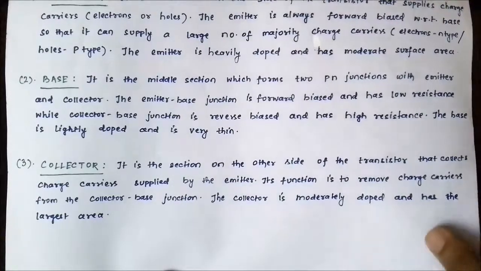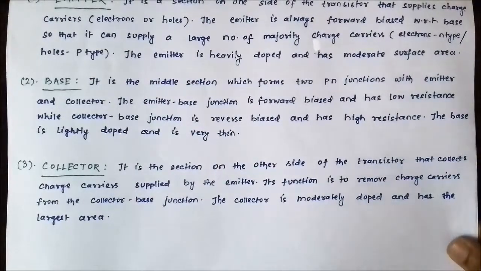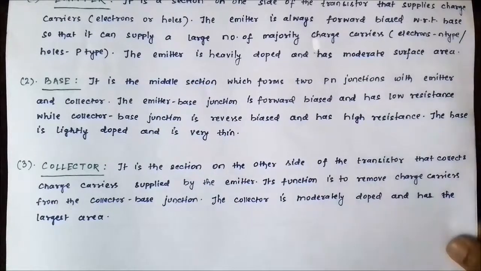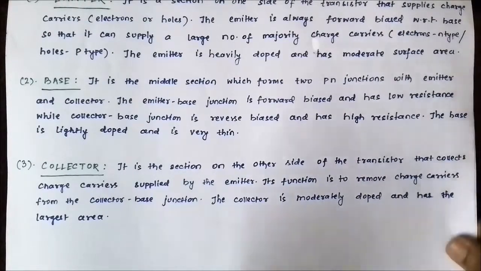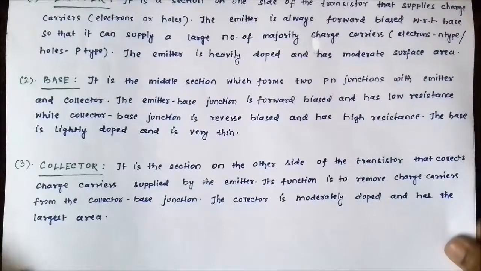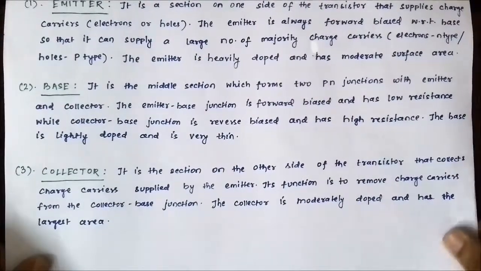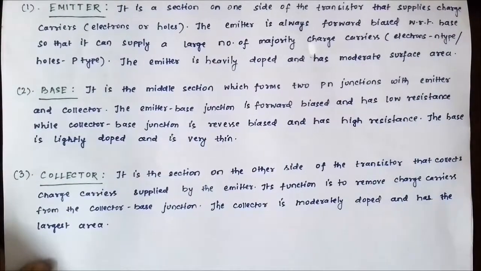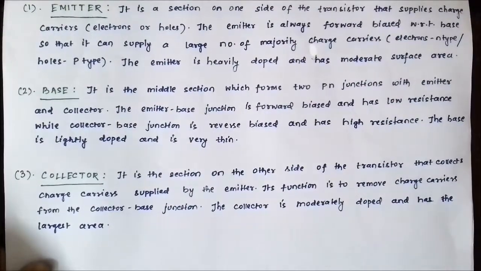Now why is the surface area of the collector larger? Because it has to collect a large number of charge carriers. As a result, a large amount of heat is generated in the collector section. So the collector area is deliberately made large for efficient heat dissipation, because it has to collect the charge carriers, which leads to generation of heat. So it is a preventive measure for efficient heat dissipation.